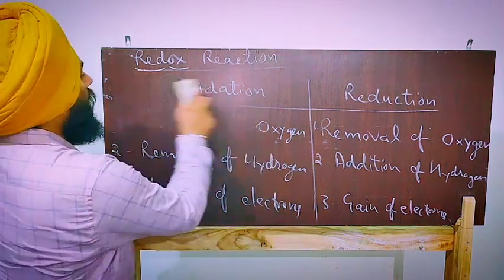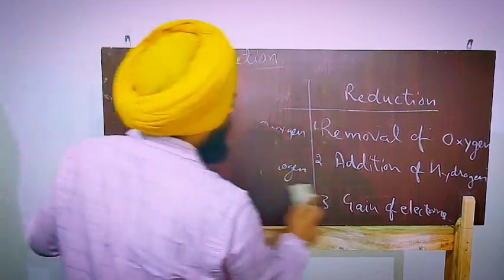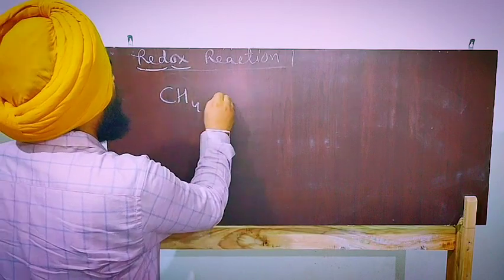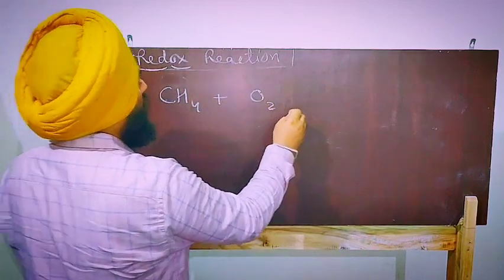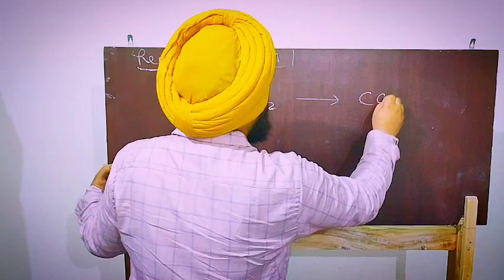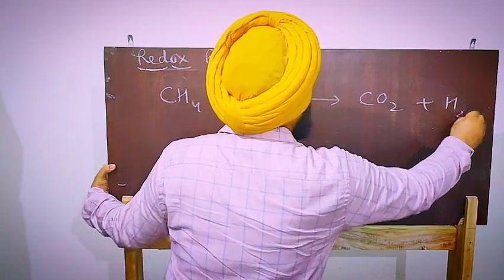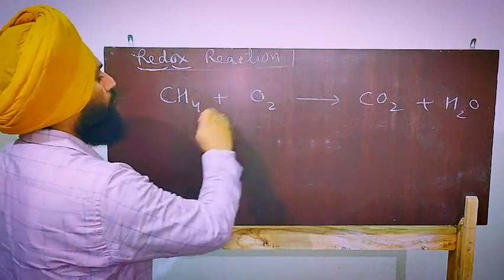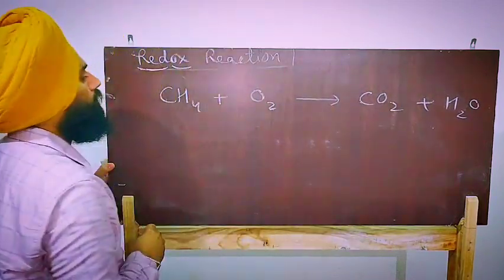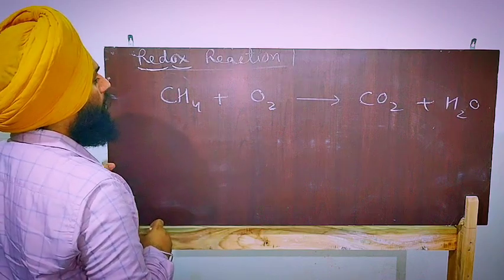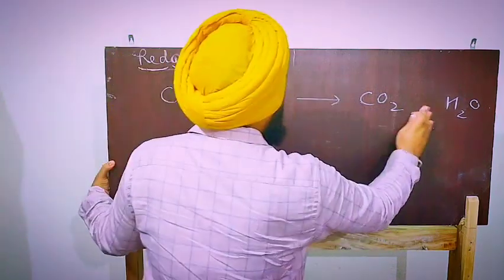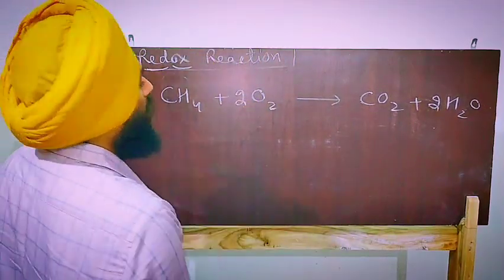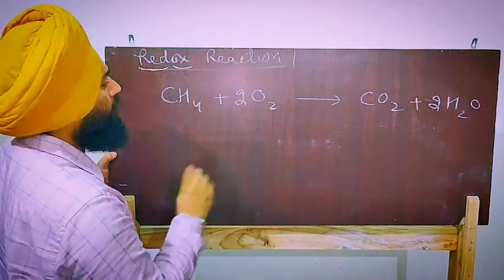Okay students, examples of redox reactions. For example, methane CH4 burns in oxygen O2 to form CO2 and H2O. Hydrocarbons always burn in oxygen to form CO2 and H2O. Let's balance this. This equation is balanced.